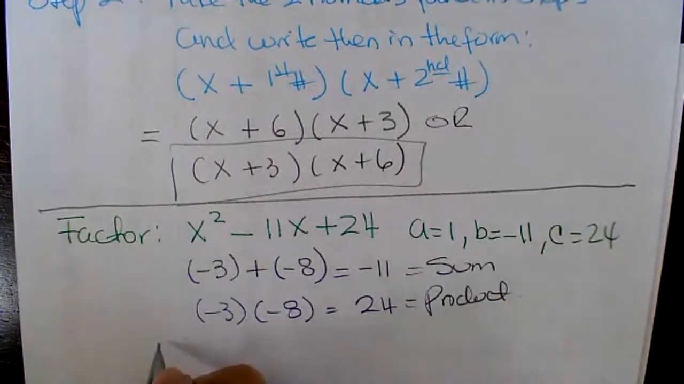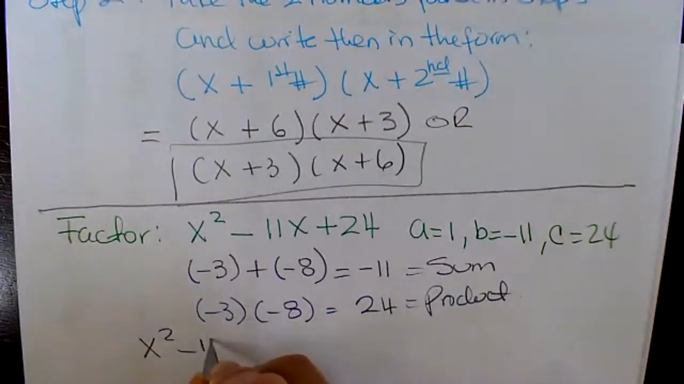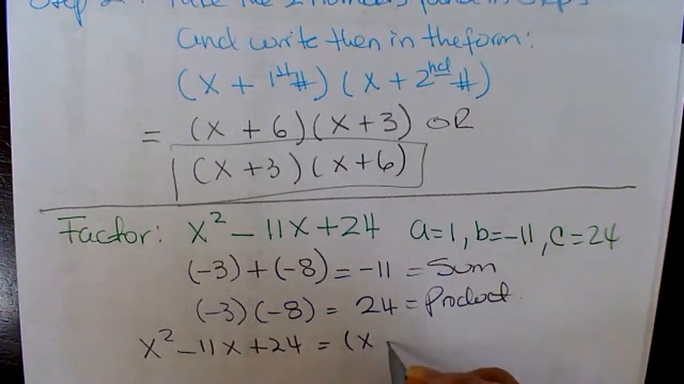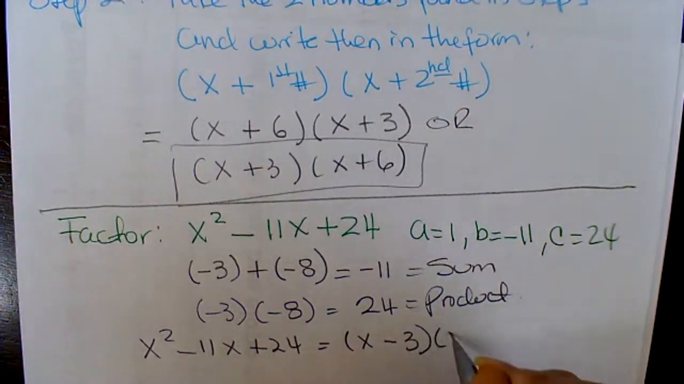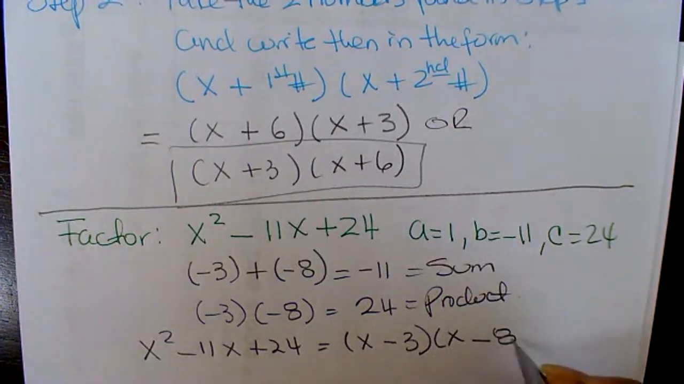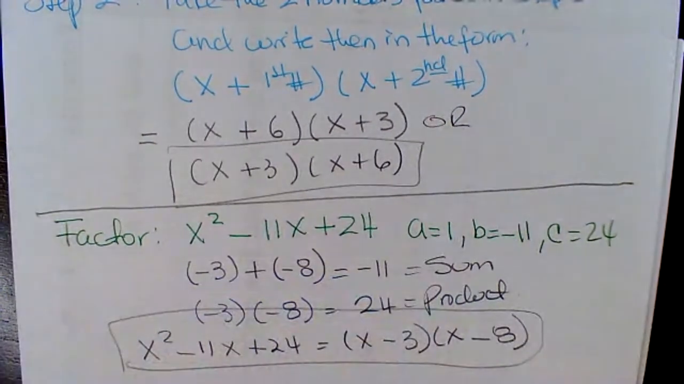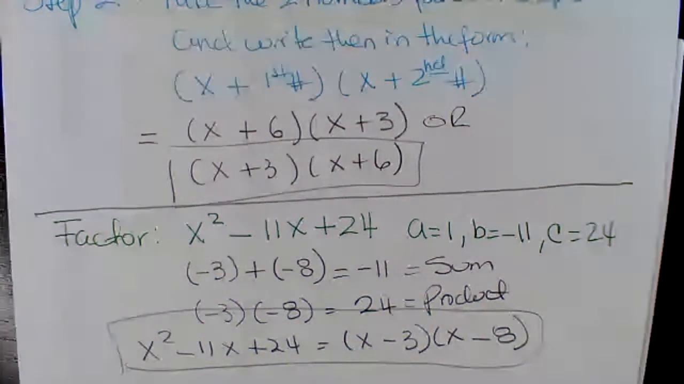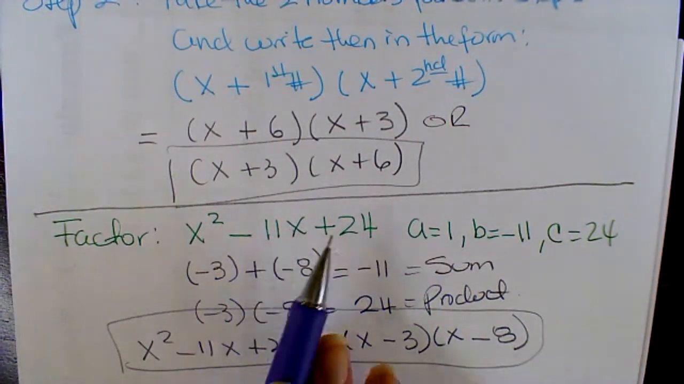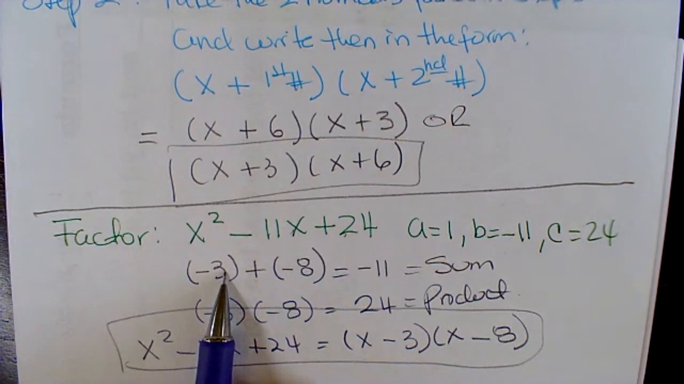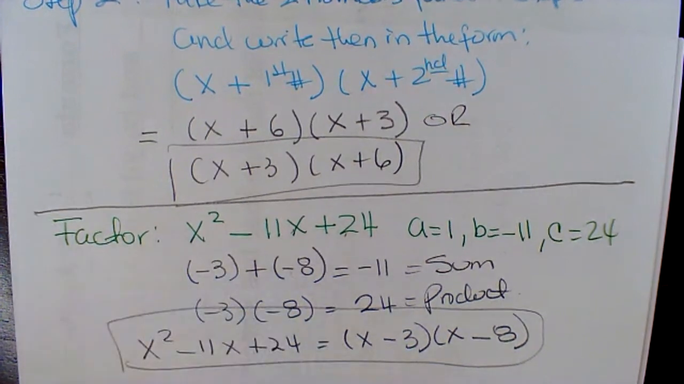So how do I factor? So they tell me to factor this polynomial. So it's going to be x minus 3 and x minus 8. Okay? I'm finding two numbers, and when I multiply them, I get 24, and when I add them, I get negative 11.